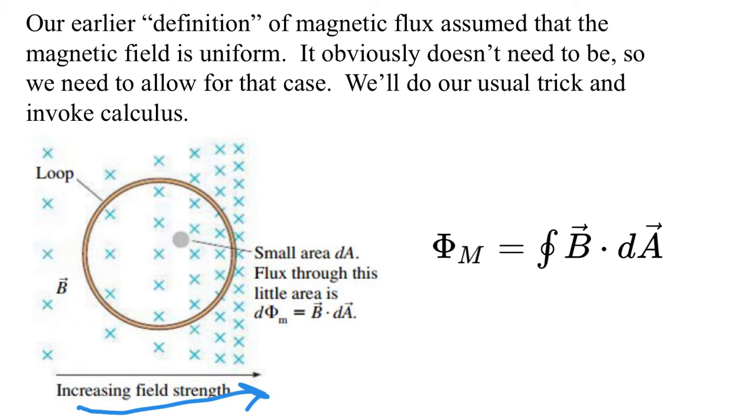The flux through that small area would be d phi sub m, which would be B dot dA: B at that location, dotted into the area there. And then the total flux, of course, would just be the integral of all of those little pieces over this entire area. We integrate to get all of them. This is maybe pragmatically difficult, but it is certainly conceptually simple.